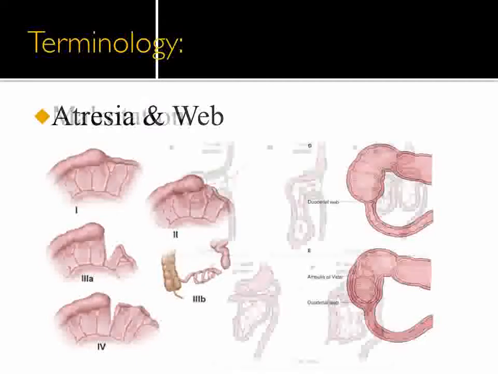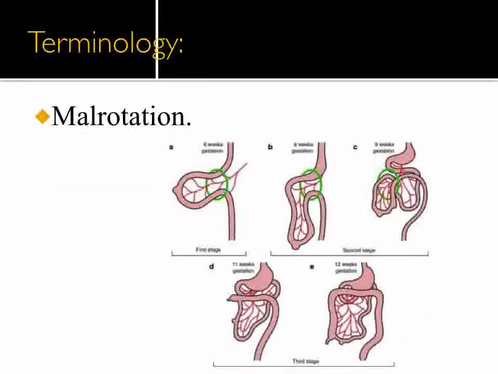The second term is malrotation. Mal means abnormal, and rotation is the rotation of the intestine. As we know, the midgut develops from the duodenal limb and the cecocolic limb. During its development, the duodenal limb rotates 270 degrees around the cecocolic limb.